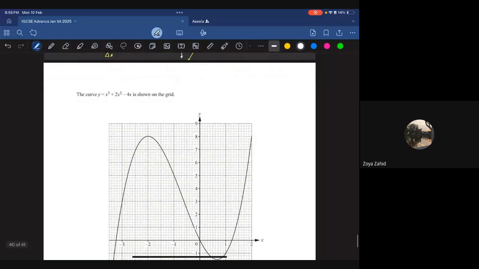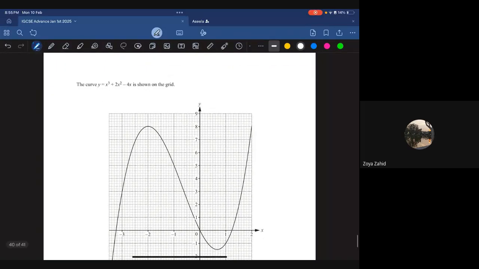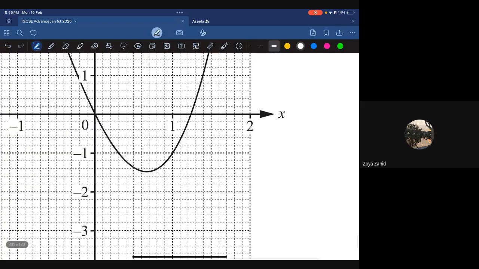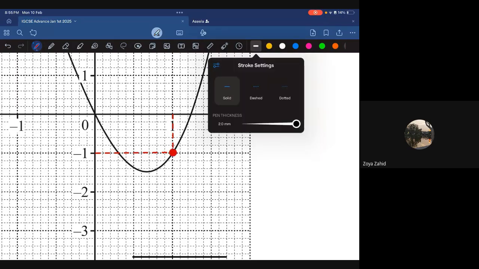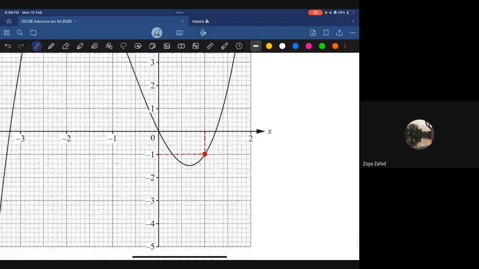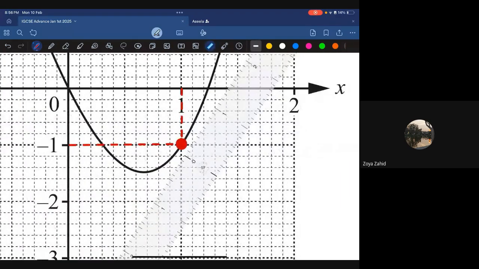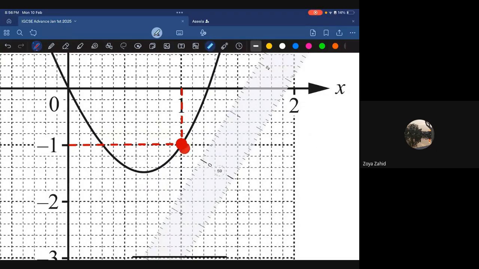The curve y is equal to x cubed plus 2x squared minus 4x is shown on the grid. By drawing a suitable tangent, find an estimate of the gradient of the curve when x is equal to 1. When x is equal to 1, this is it. That's the point. I need to draw a tangent. I need to remove this. It's too big.